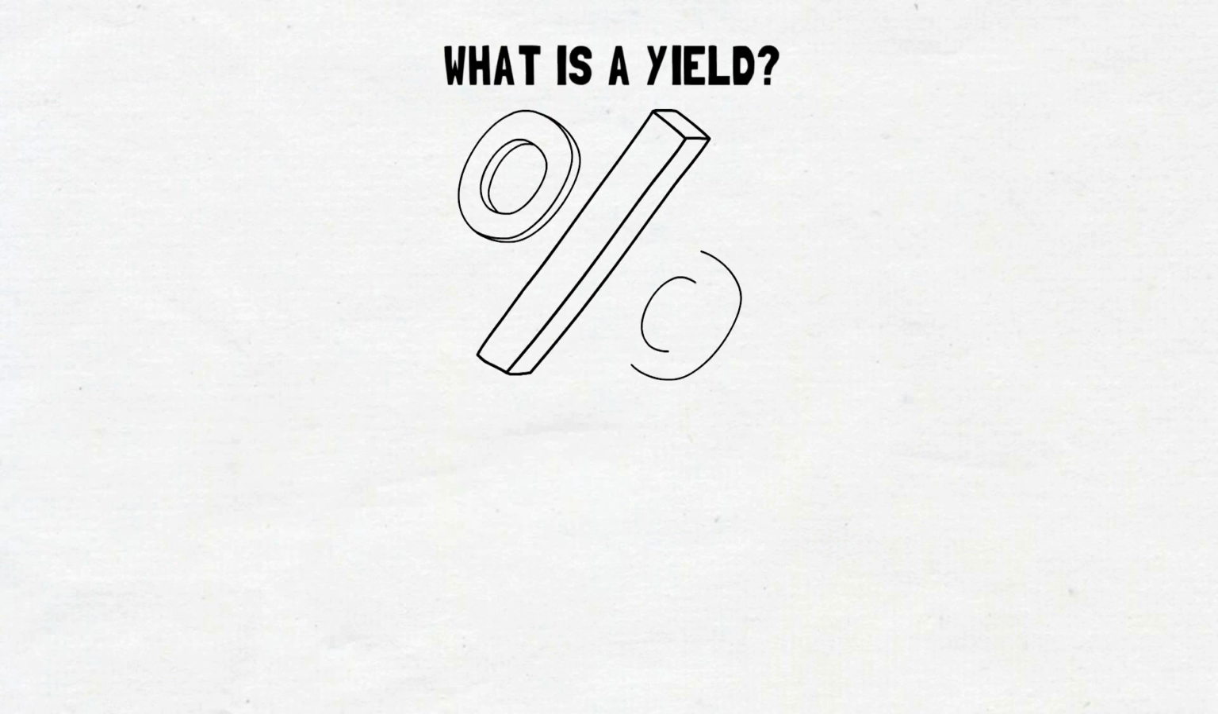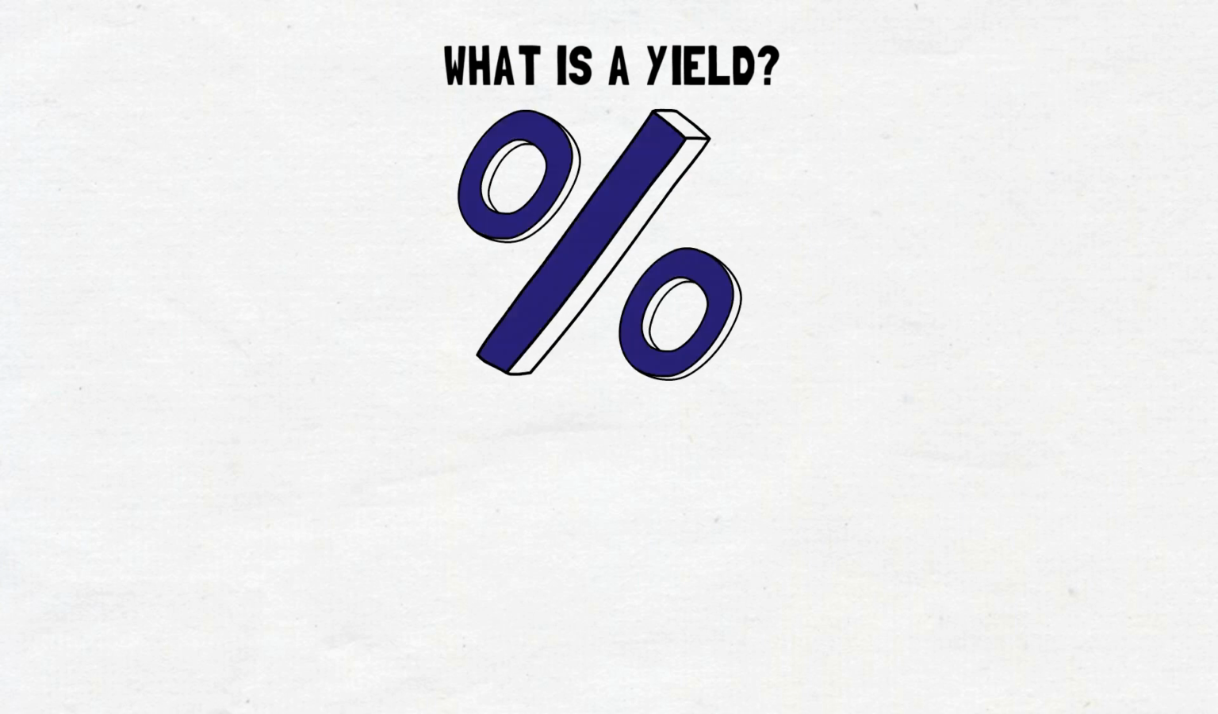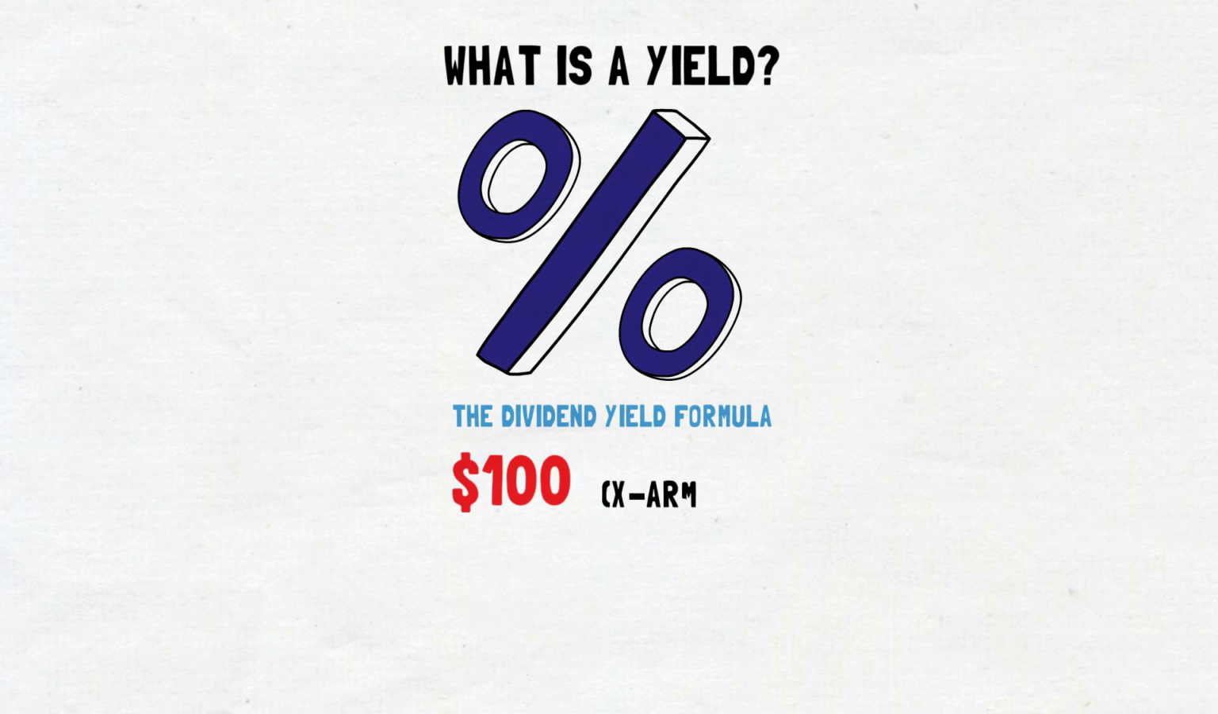So what is a yield? The percentage of a company's market price per share that's distributed to shareholders in the form of dividends is determined by the dividend yield formula. So if we break that down to a very simple example, we have a stock that's worth $100 or pounds or euros or whatever, but I don't have the pound or euro symbol on my keyboard for whatever reason, so let's stick with dollars. And let's call this stock XARM PLC.